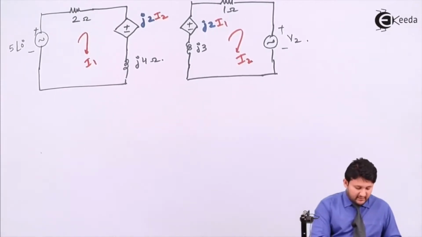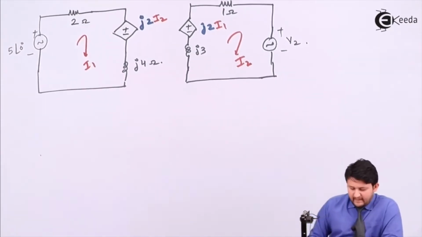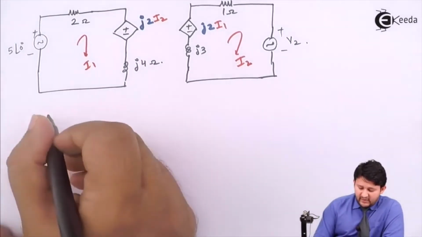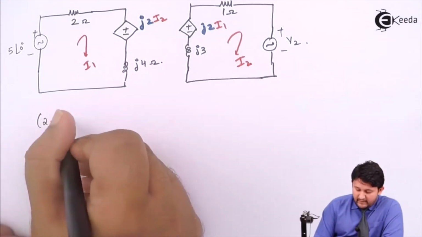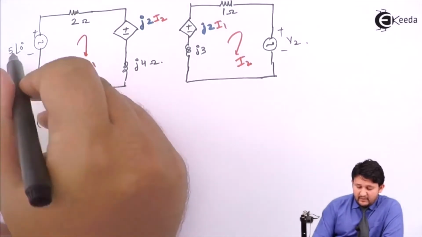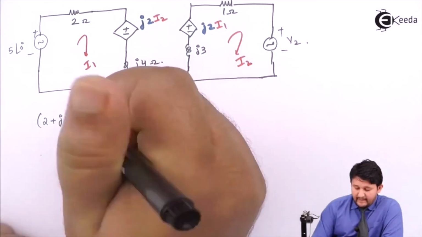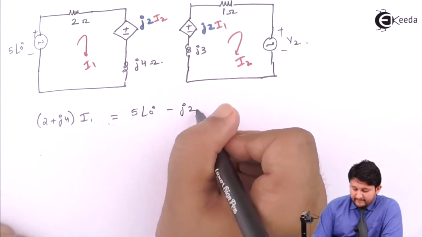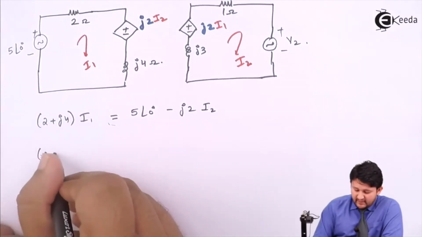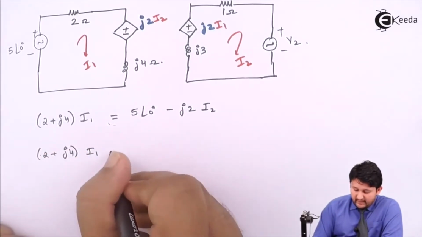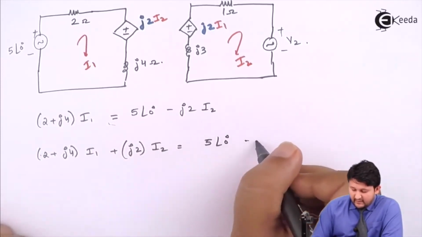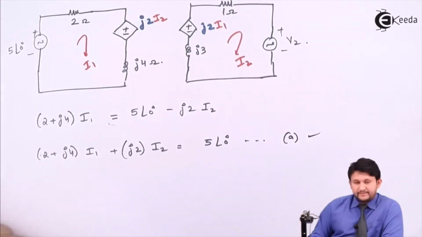So let's write the KVL equation. If you observe the circuit, you will have a real part and an imaginary part. Add all of them, so you get 2 plus j4, the current is I1. Is there any other current flowing? No. Write equal to. Negative becomes positive, positive becomes negative. On the right side there should be only numbers, and all variables should be shifted to the left side. So the equation will be (2 plus j4) I1 plus j2 I2 equal to 5 angle 0. This will be equation number 1.